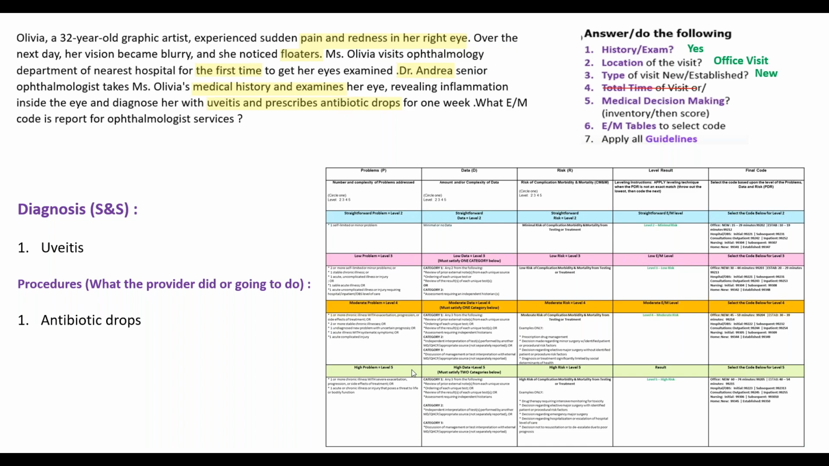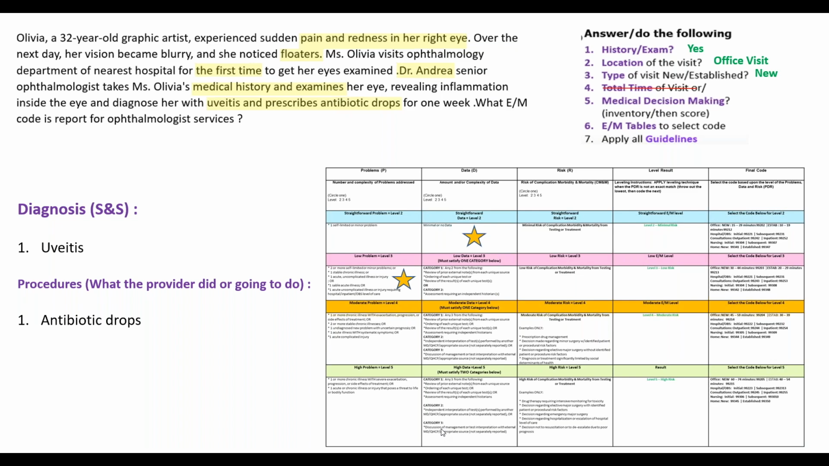Come on, coders, let me know in the chat. I want full participation in this scenario. Exactly. It falls in the low column. Yes, it's a low problem with an acute uncomplicated illness or injury. Exactly. How about the data? Did we have some data reviewed in the scenario? No, there was no data reviewed in the scenario. So that would be straightforward, minimal or no data, exactly.